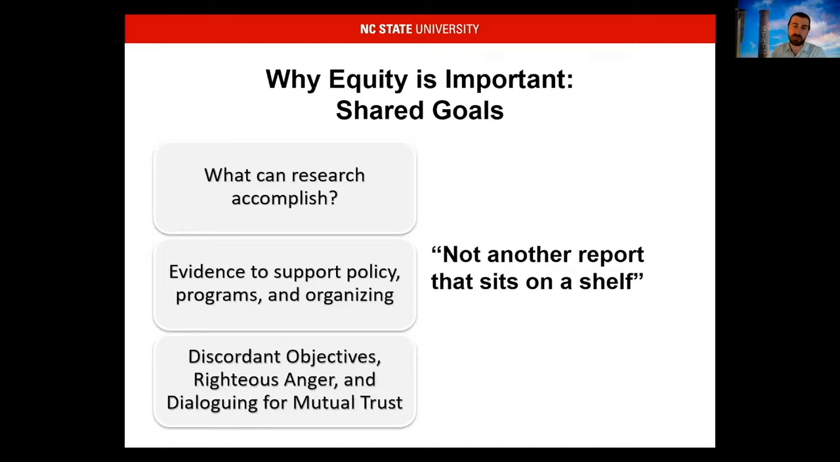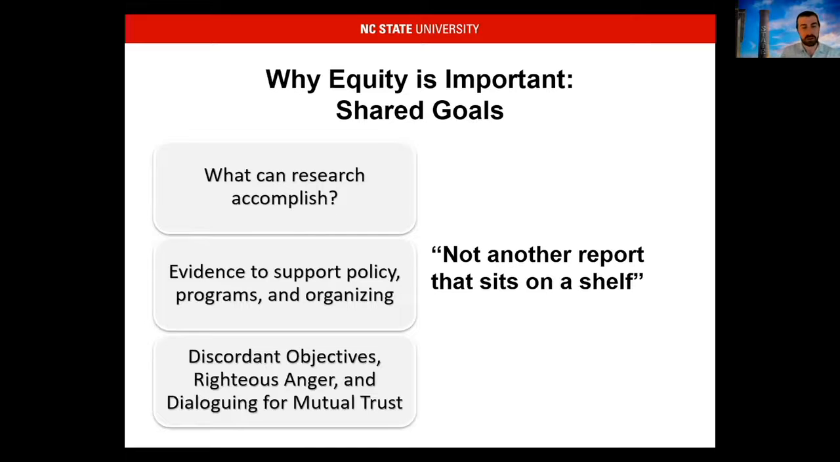This quote comes from a different project, but it's always stuck with me: not another report that sits on a shelf, or not another academic publication that sits behind a paywall. The academic publications are incredibly important, and I don't want to deprecate them, but when doing community work, there has to be something more than an outcome that's beneficial to the researchers, right?